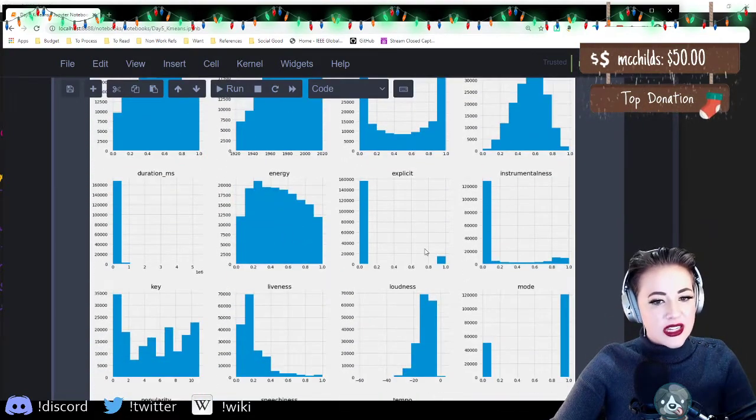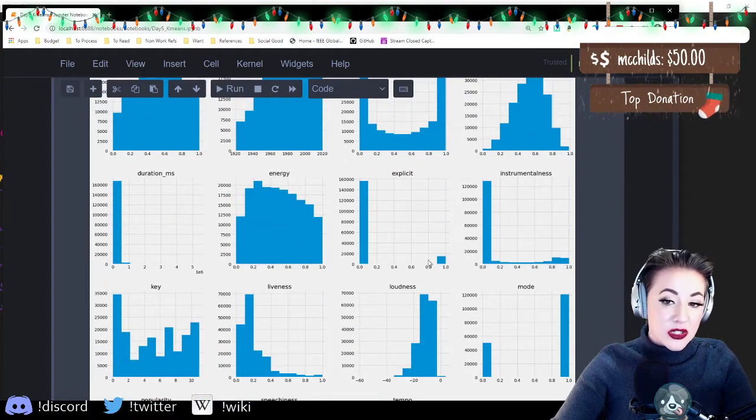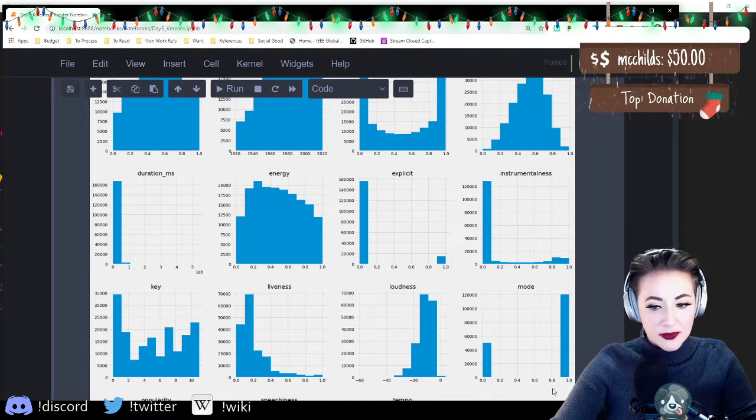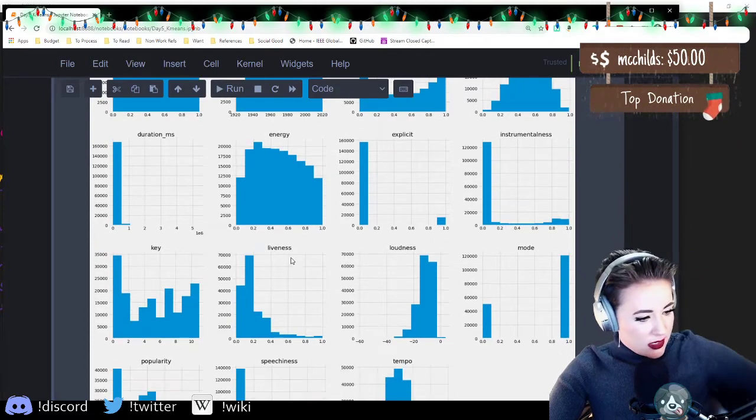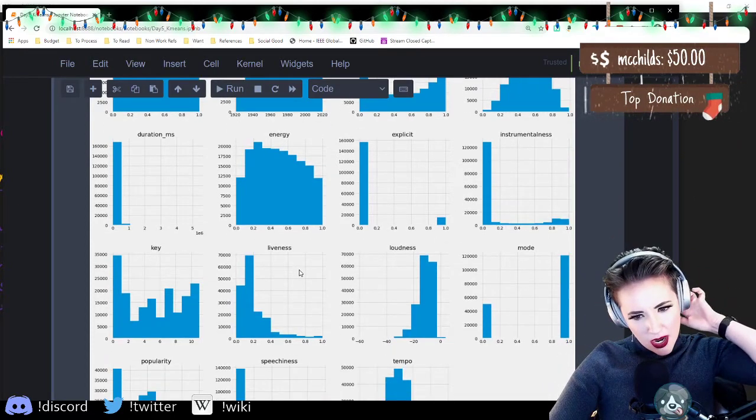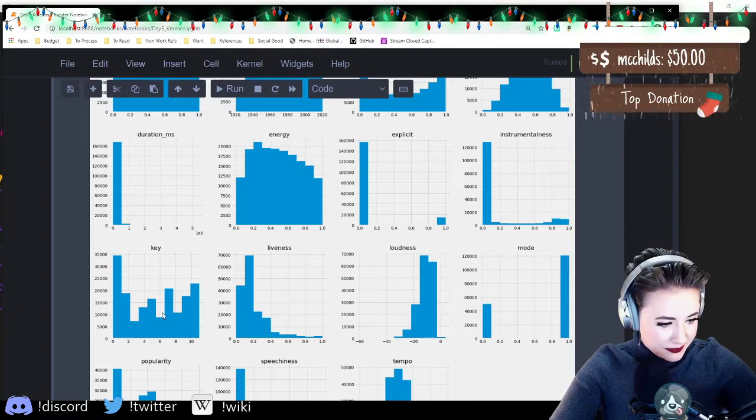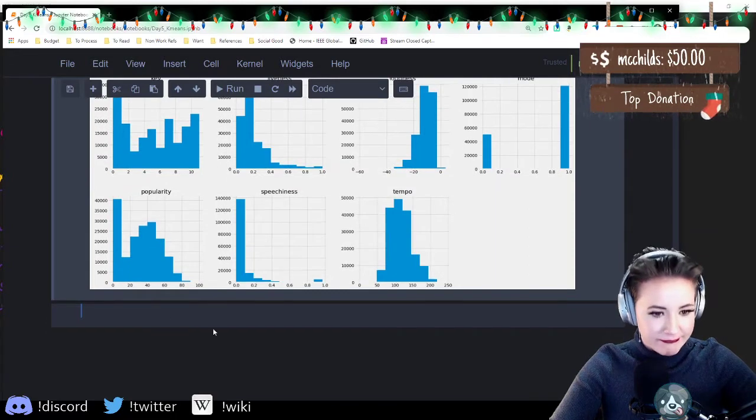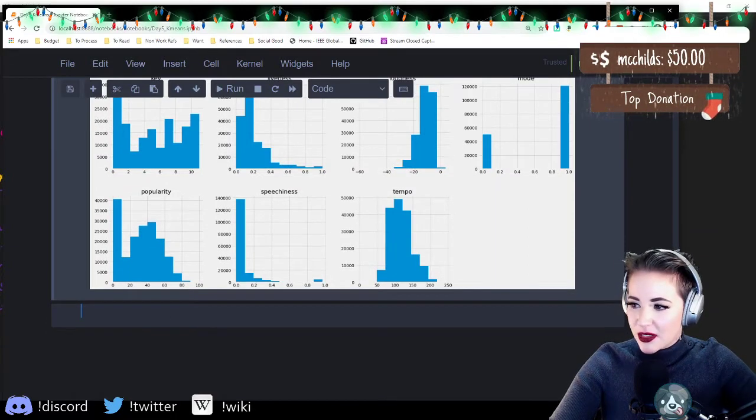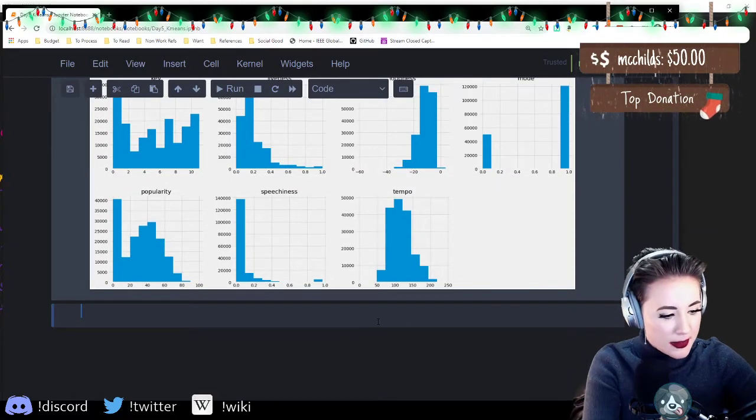So we're able to see the distribution of our features. We also see that we do have some binary features in here as well, mode and explicit. So I think Pango Ray, Loafbone looked it up, and mode is whether or not it's a major or minor key. So we'll be trusting Loafbone, our wonderful, wonderful mod.